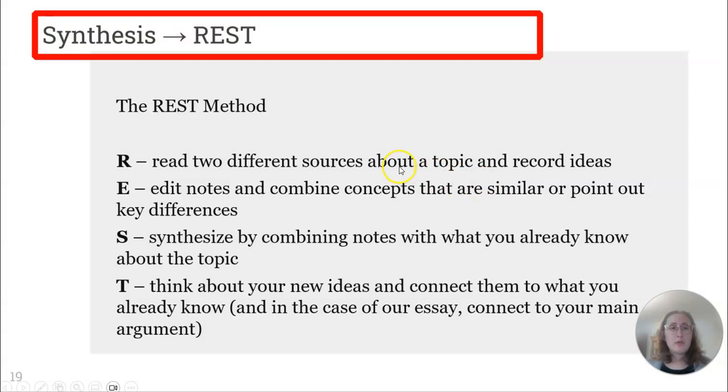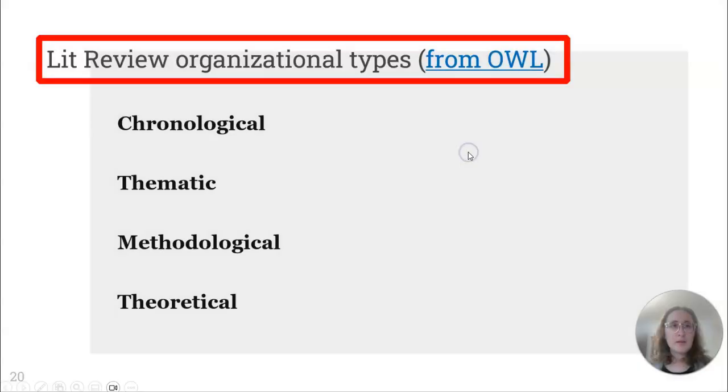I also have this helpful acronym for you if you're thinking about synthesis. It's the REST method. If you find it helpful, awesome. If you don't, I have many more examples to show you today and resources that I have on Canvas, but this is one method that I have found helpful for synthesizing in the past.